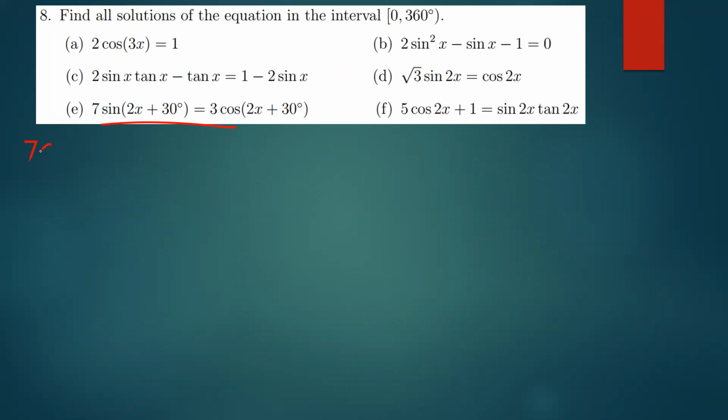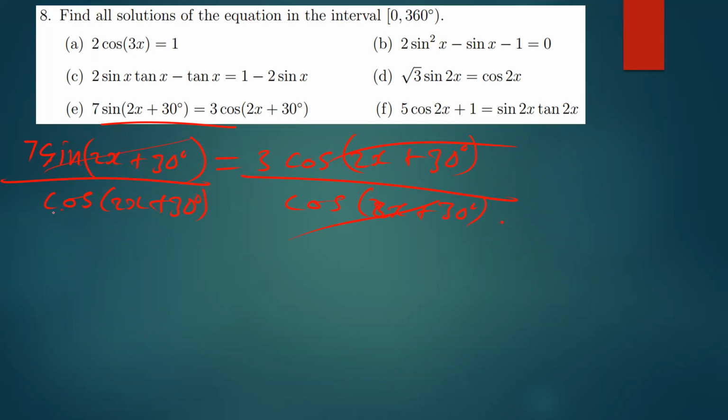We have 7 sine (2x + 30 degrees) equal to 3 cos (2x + 30 degrees). So this one is also simple. We can simply divide by cos (2x + 30 degrees), and we'll do the same on this side. So this and that will give us 1.